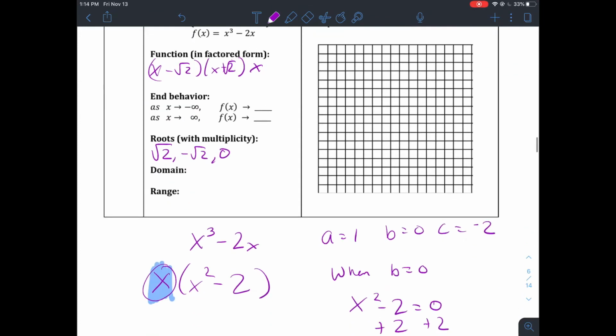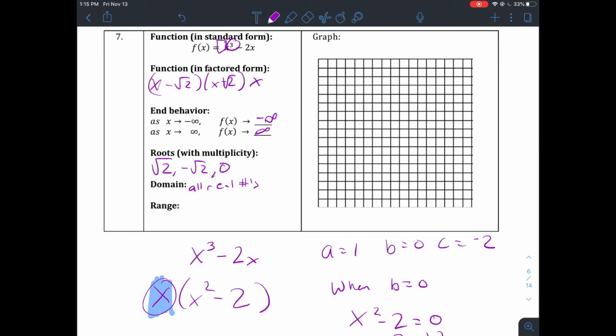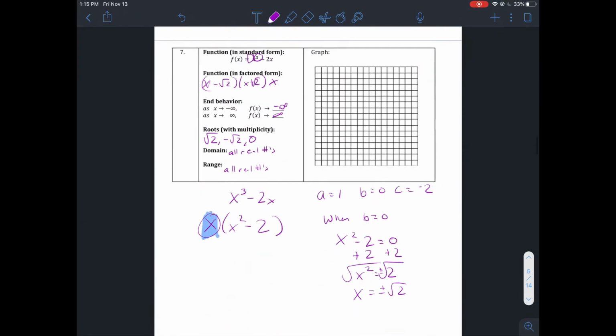All right, and then for our end behavior, we can just look at our chart. This is an odd degree. Our leading coefficient here is 1. So it's going to go to negative infinity as x goes to negative infinity, and it's going to go to positive infinity as x goes to positive infinity. The domain, of course, is all real numbers. For all polynomials, it's all real numbers. And then the range, since it's odd, is also all real numbers. Whenever the polynomial degree is odd, the range is all real numbers. All right. So that concludes that part of the task there.